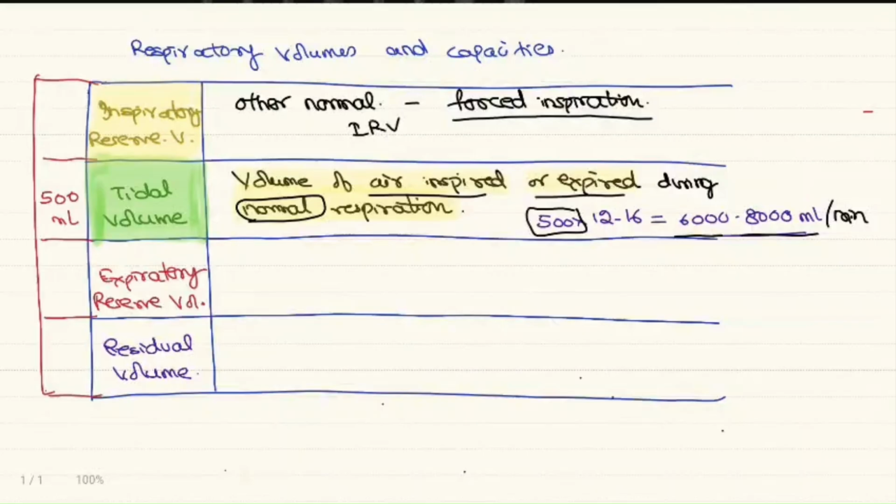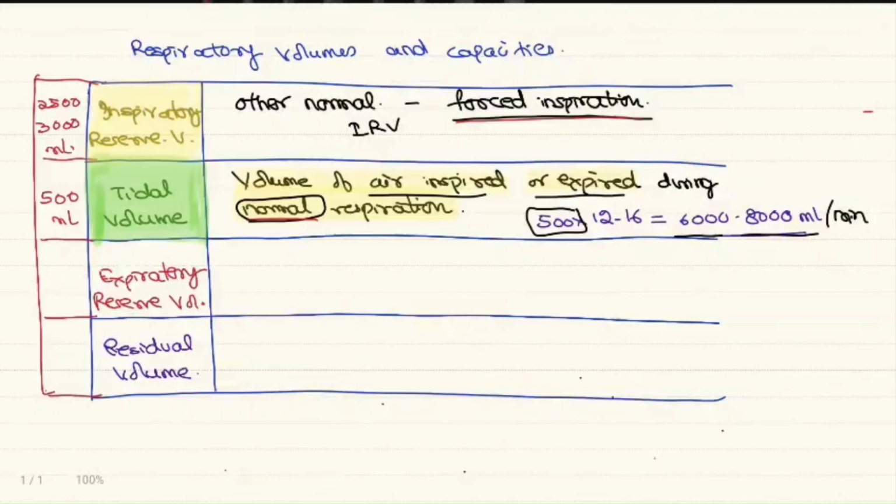So IRV is the volume a person can inhale in the forced inspiration. This is nearly 2,500 to 3,000 ml in one time. So I can take 2,500 or 3,000 ml of air by forced inspiration additionally, other than the normal respiration. So I think these two are clear.